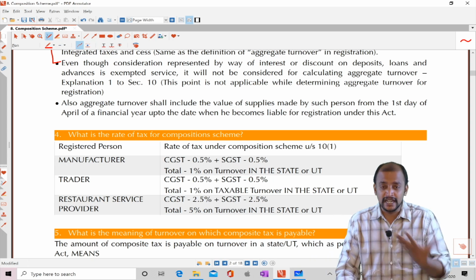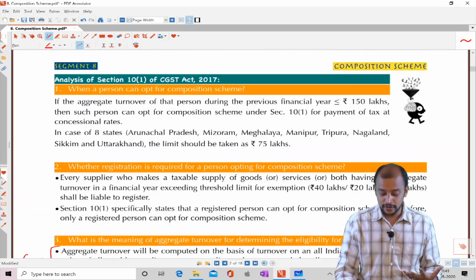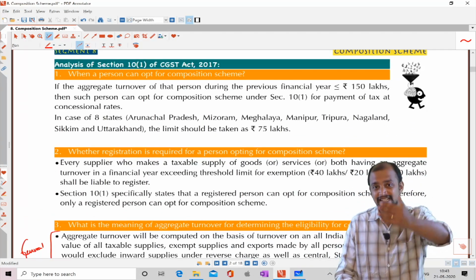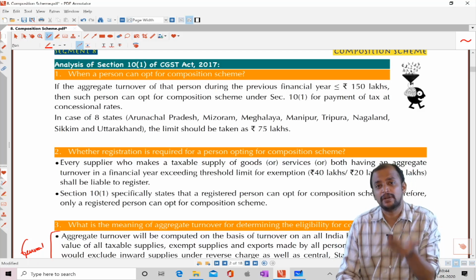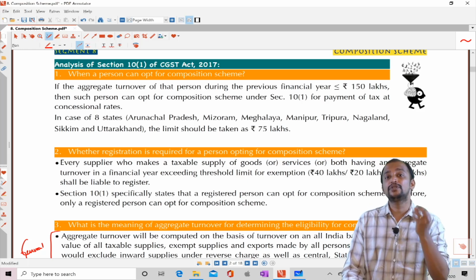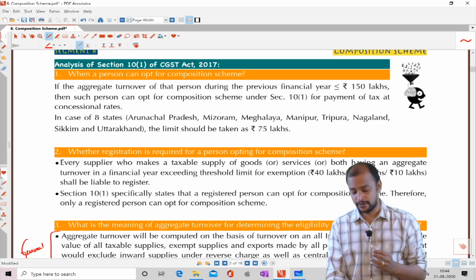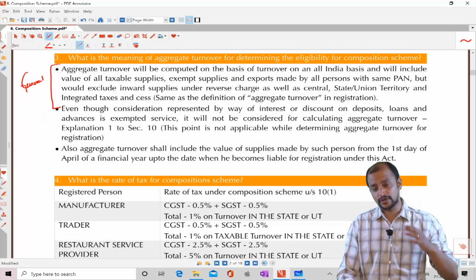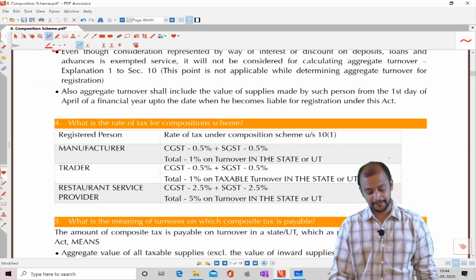See, when you read, you don't have to read the bare act. You can start with this analysis and you can read. But for explanation purposes, I have just given the bare act because you should also learn how to interpret the act, for that reason only. And when you read it, you can read it from the analysis part.